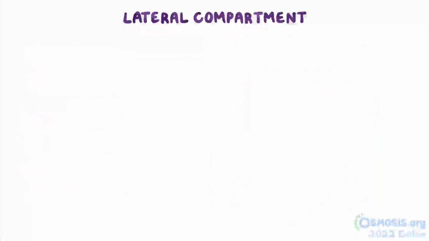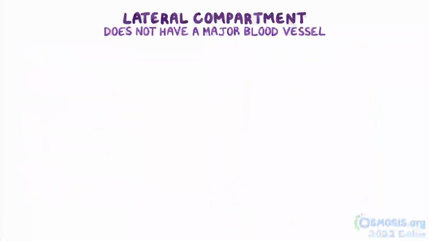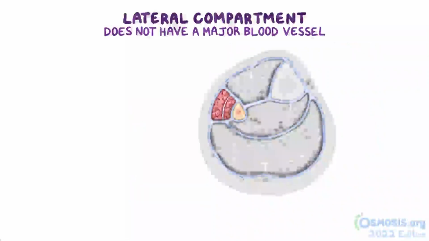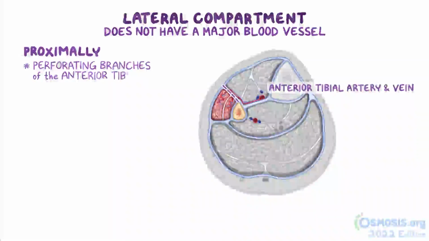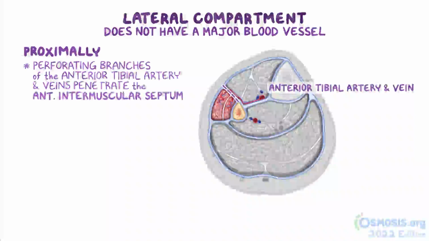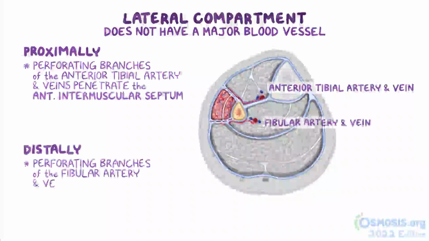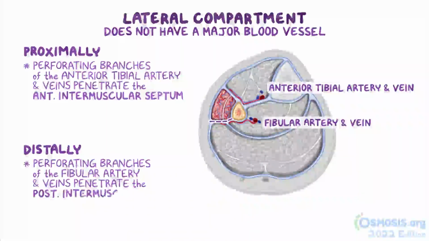When it comes to arteries and veins, the lateral compartment does not have a major blood vessel coursing through it. Instead, perforating branches and accompanying veins supply blood to and drain blood from the lateral compartment. Proximally, perforating branches of the anterior tibial artery and their accompanying veins penetrate the anterior intermuscular septum. Distally, perforating branches of the fibular artery and accompanying veins penetrate the posterior intermuscular septum.